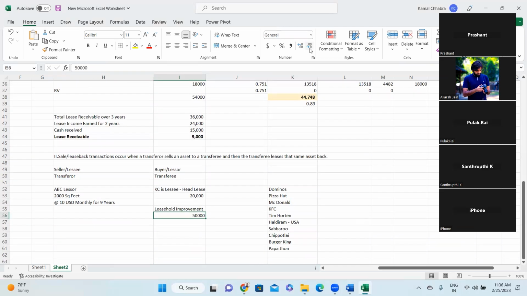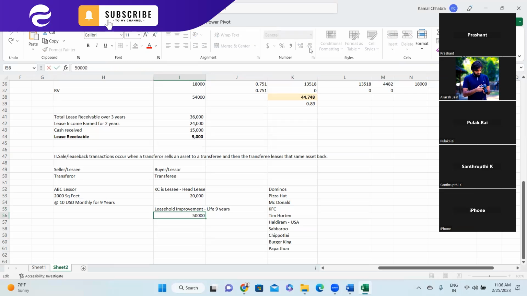For this leasehold improvement, the life is nine years. Let's assume I invested $54,000 just for ease of calculation. So almost $6,000 per annum, divided by 12, so $500 per month. So my head lease is $20,000 a month, and $500 is my leasehold improvement amortization cost, right?